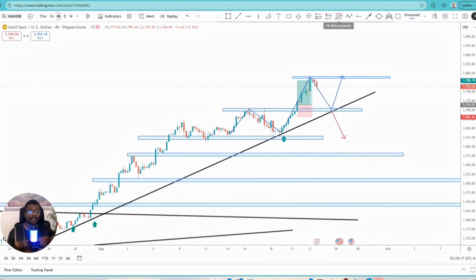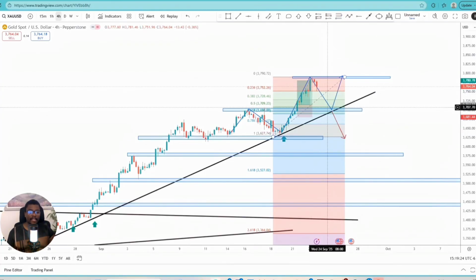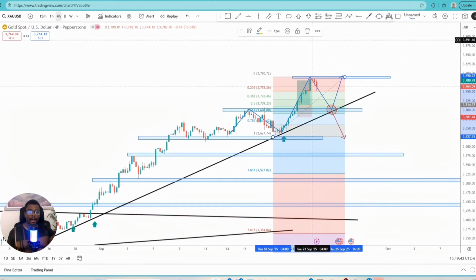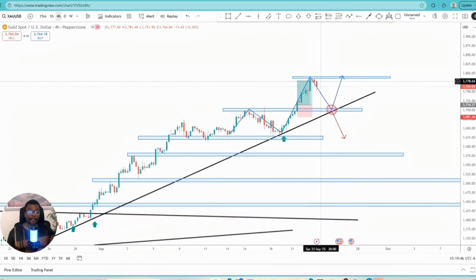Again, if we use our Fibonacci retracement level from the swing low here to the swing high, we can see that this support level here, as well as this trend line, coincides with this Fibonacci level of 0.618. Again, it will be a very key area for us. So I would be expecting to see price come into that area there, and then I will look for more buy opportunities there.